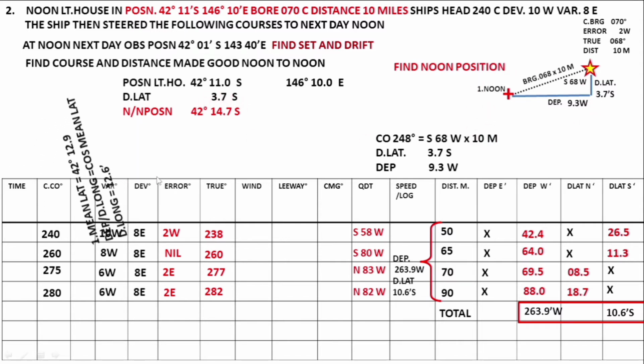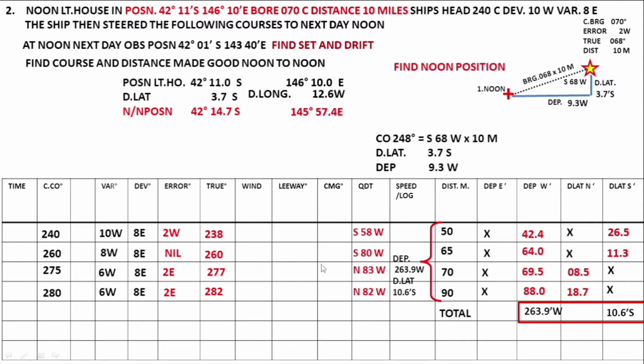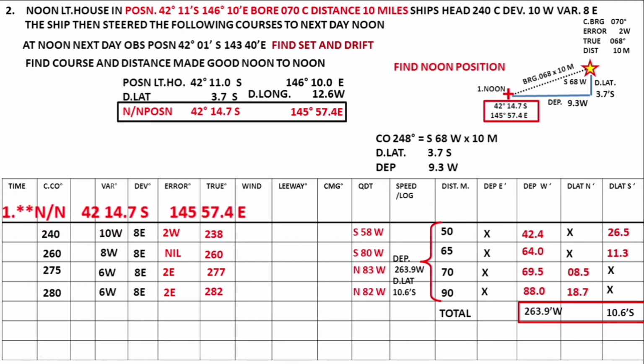Find out the mean lat between this position of the lighthouse and the known position, which is here. And with this formula, I convert my departure into D long. The departure was 9.3 minutes. So I convert that, and that comes to 12.6. And thus the D long I use here, and I get my known position. So this is my known position when I have used the position of the lighthouse to calculate my known position. So this is the position that I have got.